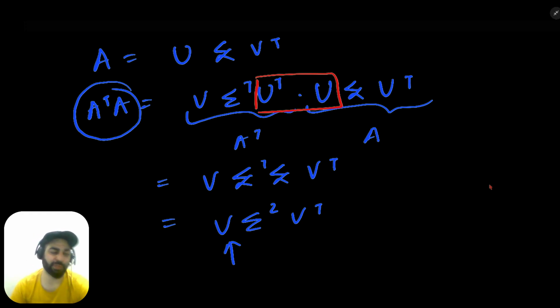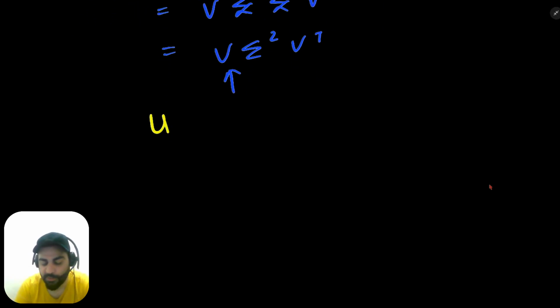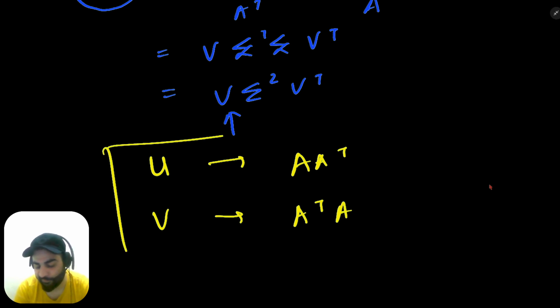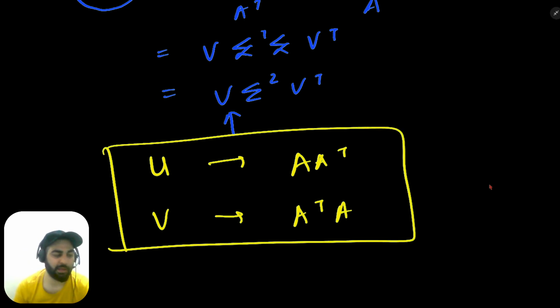Are you able to see this picture? How to compute these things now? What I said is, if you want to compute U's, which matrix do you have to use? You have to use A A transpose. If you have to compute these V's, you use A transpose A. Okay, this is what you have to do.